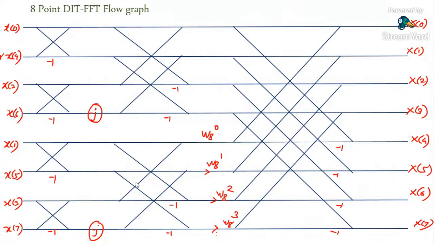You have to do the calculations. Now in case of 8-point, we will calculate w8 raised to 0, w8 raised to 1, w8 raised to 2, w8 raised to 3, and then we'll solve the problem based on this DIT FFT flow graph. So till now remember this flow graph. This is the 2-point flow graph, and this is the 4-point flow graph.